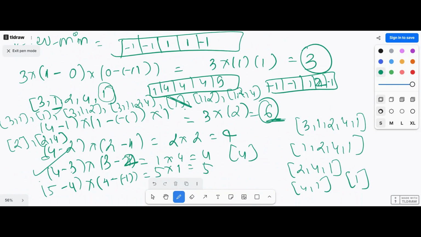And in the next video, I'll cover some tricky questions of monotonic stack where you will see, okay, this is how we have to use monotonic stack, this is where we have to use the monotonic stacks.